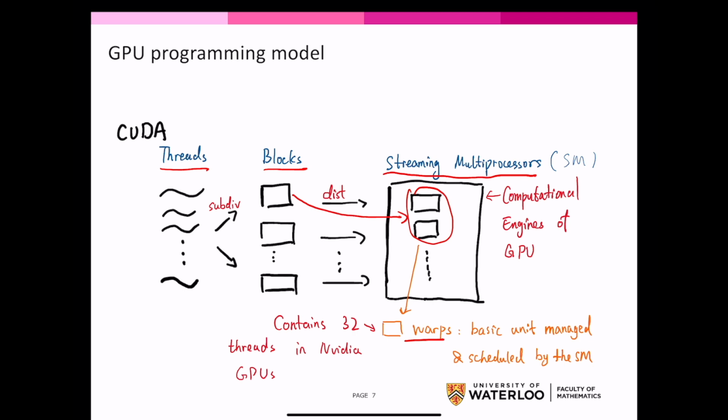A warp usually contains 32 threads in NVIDIA GPUs. Threads in a warp share a program counter and proceed through kernel code in lockstep. Warps on a streaming multiprocessor are interleaved in order to hide latency. When a block terminates, the streaming multiprocessor receives and executes a new block until all blocks have been handled.